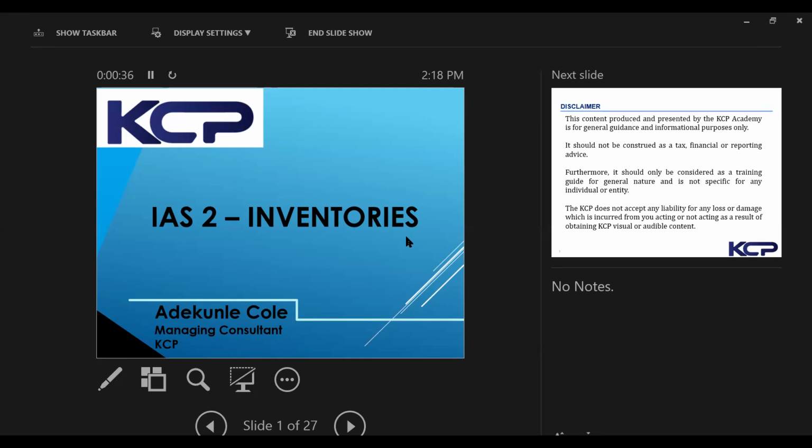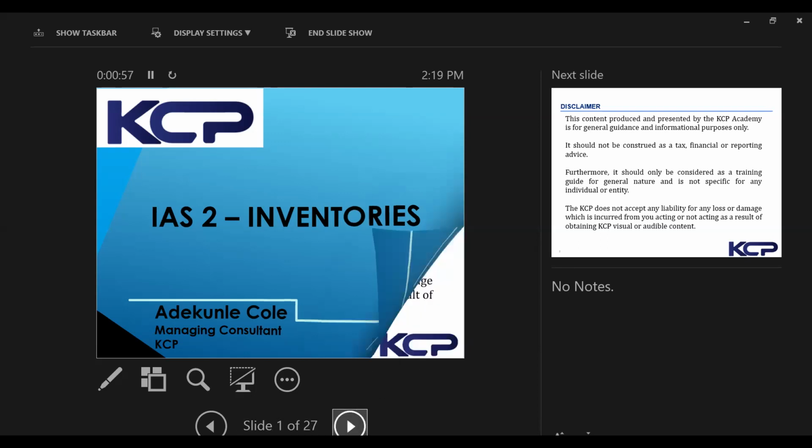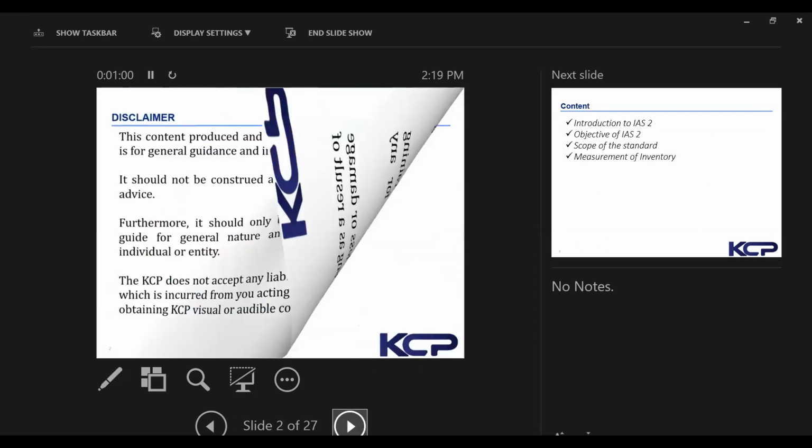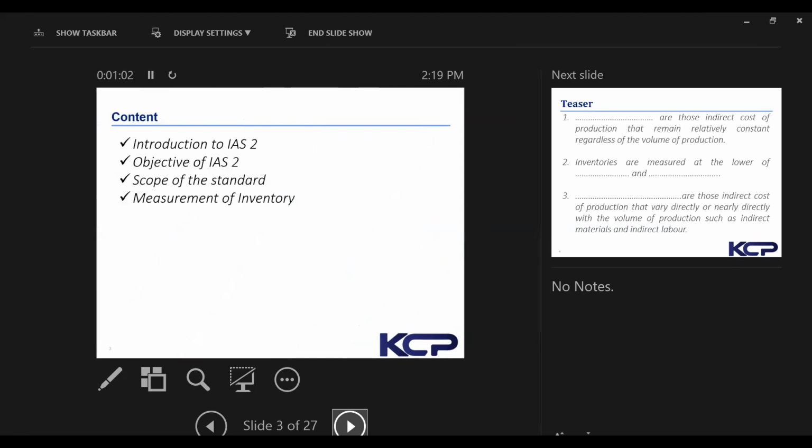IAS 2, inventories. That's exactly the wording used in the standard. It's not inventory, it's inventories. So I want to stand on the existing protocol. I'm still adequately called, I'm not changing my name. So not much to be done in IAS 2.